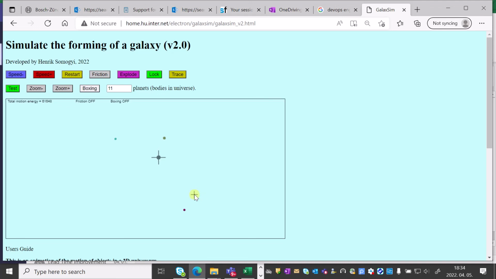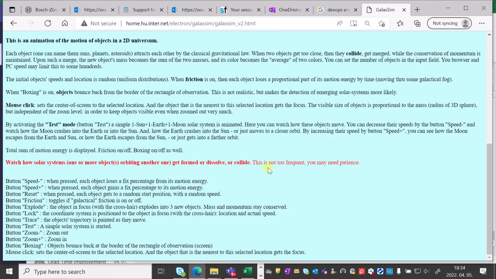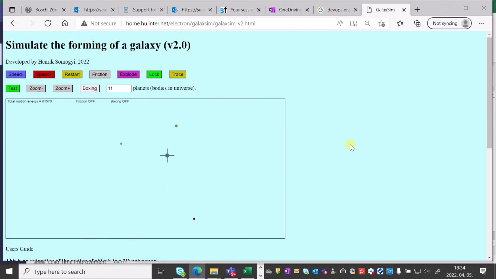So that's how you can play around with this simulation of the galaxies, and if you are lucky, you can see solar systems forming. Of course, the one planet, one sun setup is much more probable, but if you are really lucky, you can get a 2 planet, one sun setup as well. You can also find here a description about the usage. Give it a try. Goodbye.